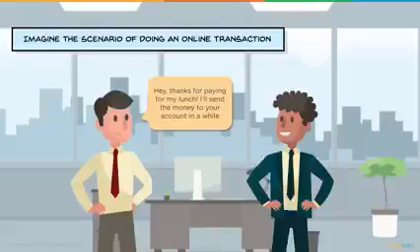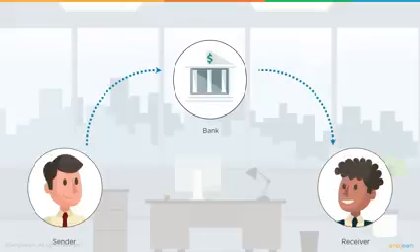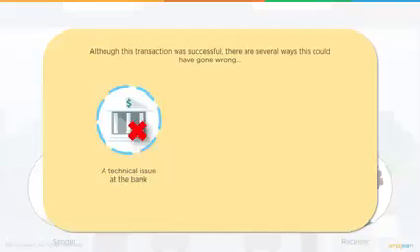Now, imagine the scenario of doing an online transaction. Here you're thanking your friend for paying for your lunch, and you're sending them money to their account. This transaction takes place successfully, but there are several ways it could have gone wrong. There could have been a technical issue at the bank. For example, their systems could have been down, the machines weren't working properly, and so on. That means there's a central point of failure, which is the bank.